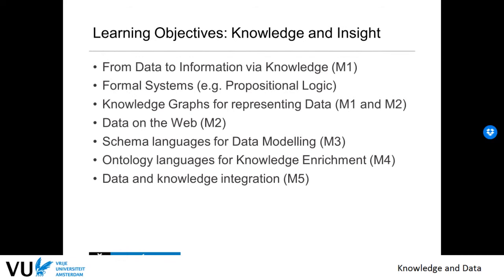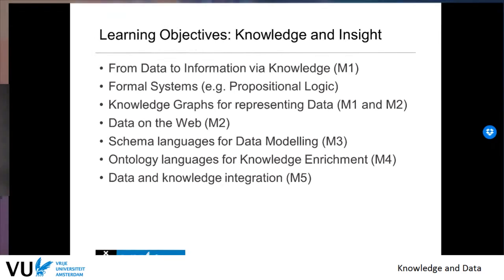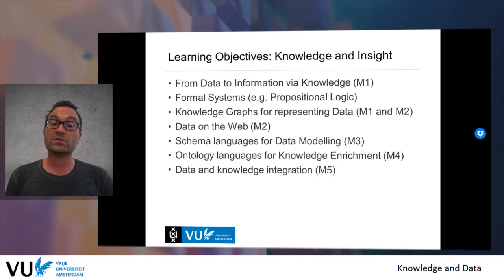So what you have to learn in this course is how to deal with data, what data is, what knowledge is, and how to turn data into information, particularly in the context of the web. So in the first module, we talk about data and how you use knowledge to turn data into information, something useful, something you can do something with. Our tool that we use is a formal system. An example you've seen is propositional logic. So we'll remind you a little bit of how this worked.